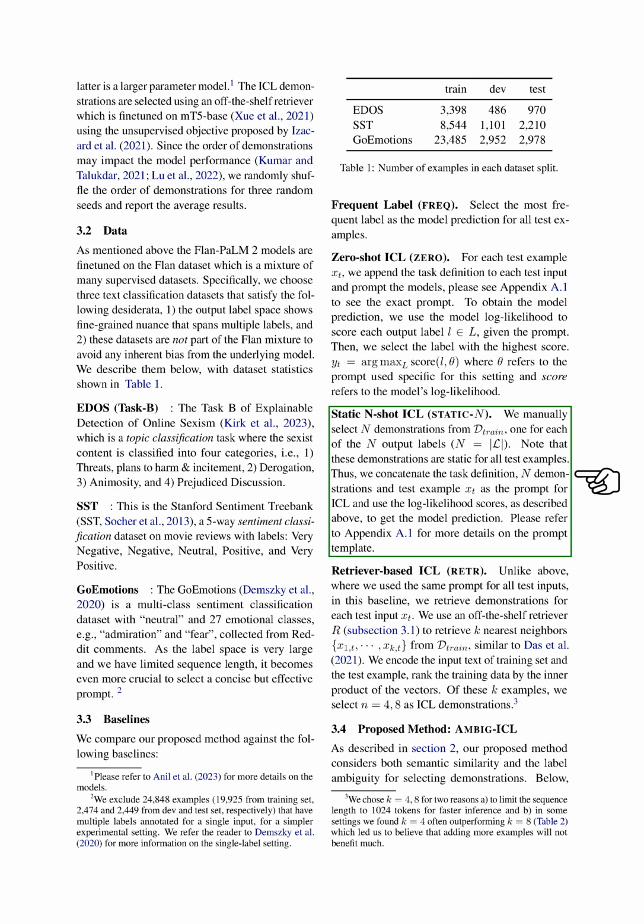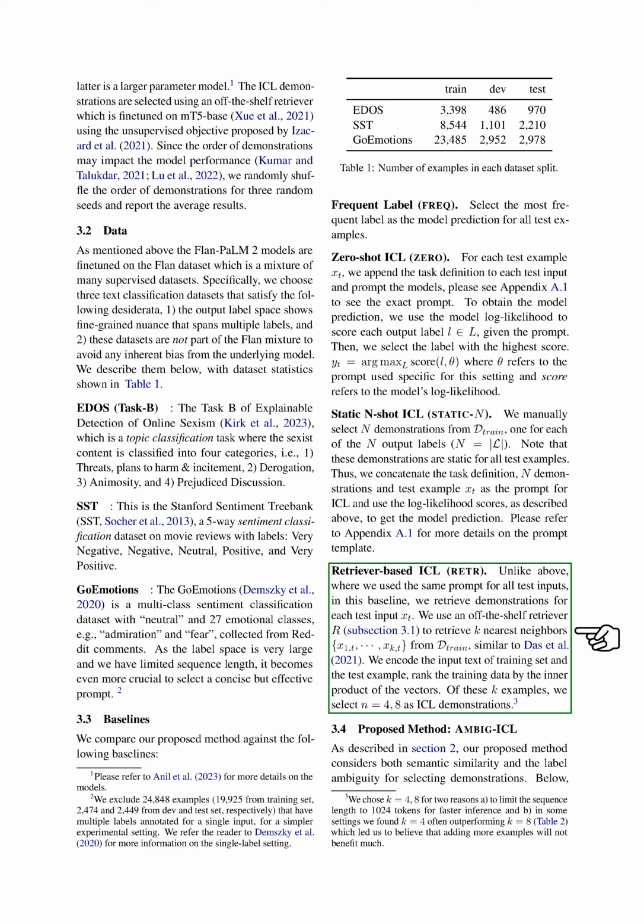The fourth is the retriever-based ICL method. Unlike the previous method, here we retrieve demonstrations for each test input. We use a retriever to find the k nearest neighbors from the training data. We then select 4 or 8 of these examples as ICL demonstrations.